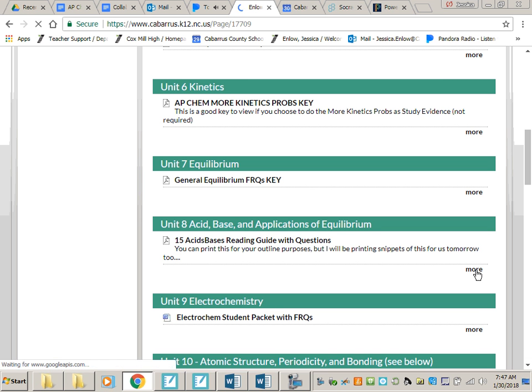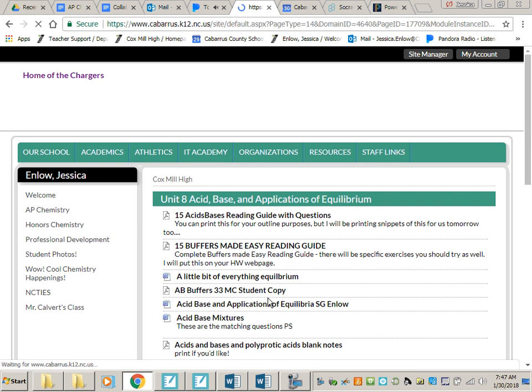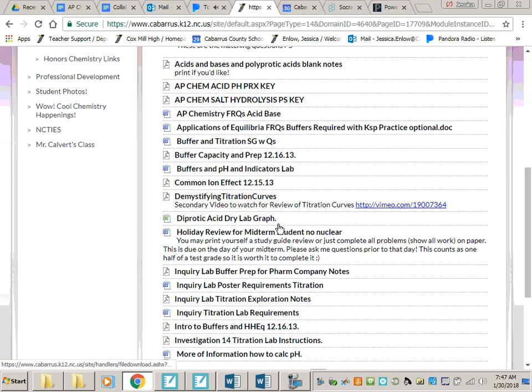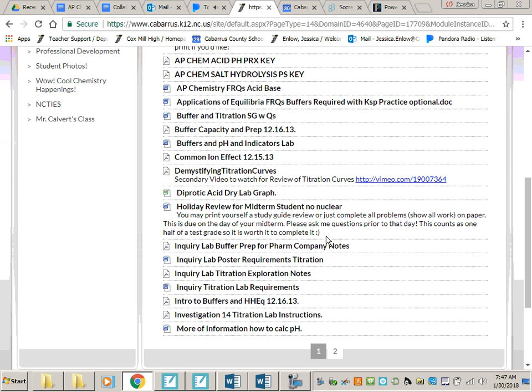It'll be under Unit 8, Acid-Base pH applications, and it says Diprotic acid dry lab graph. That's the Excel file if this is just not your jam. Okay? Okay.